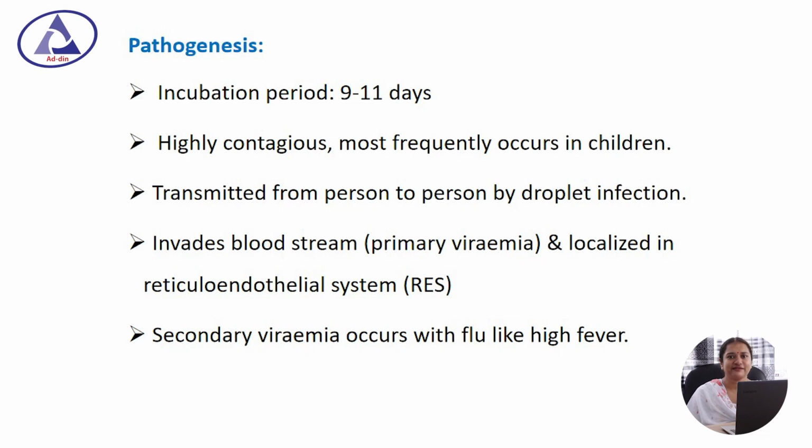Now, pathogenesis of measles virus. Incubation period is 9 to 11 days. It is highly contagious and most frequently occurs in children. The virus is transmitted from person to person by droplet infection. It invades the bloodstream, which means primary viremia, and localizes in the reticuloendothelial system. Then secondary viremia occurs when the flu-like symptoms, such as fever, coryza, cold, etc., are occurring.